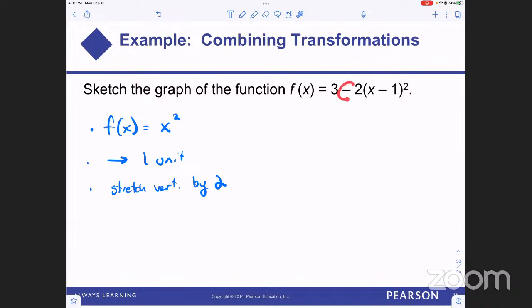Next, we multiply the outside by a negative. So that's like the y's are going from positive y to negative y, which means we're going to flip over the x-axis. And then the final one, we added 3 outside. So that's like adding 3 to all the y values, which is going to cause the graph to go up by 3 units.